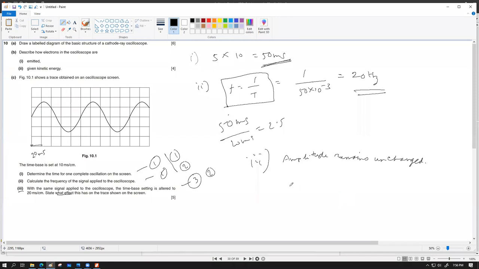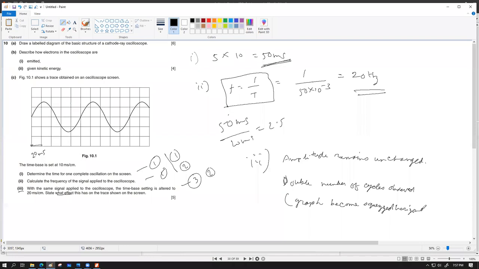No. Double number of cycles observed. Write it in brackets: graph becomes squeezed horizontally. Writing in brackets is fine.